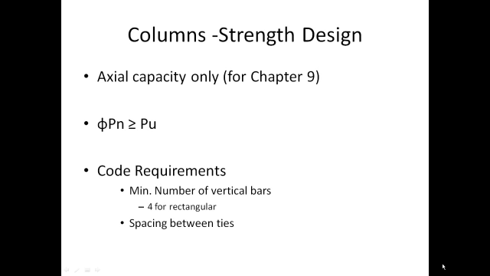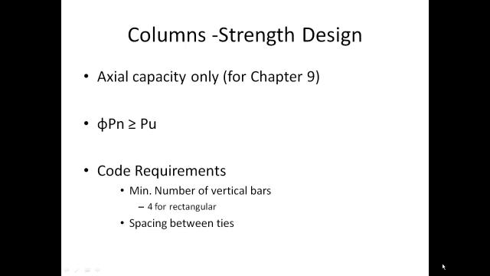The spacing between ties, that's another one. They'll talk about your ties shouldn't be less than number 3 bars for the vertical bars. But they'll talk about the center to center spacing of the ties, not more than 16 times the diameter of the longitudinal or the vertical steel, or 48 times the diameter of the tie bars. Or a third thing that they'll talk about as far as spacing is the least lateral dimension of the column. So if I had a 12-inch by 20-inch column, my ties would be no more than 12 inches apart. So the spacing between ties is going to be really important.